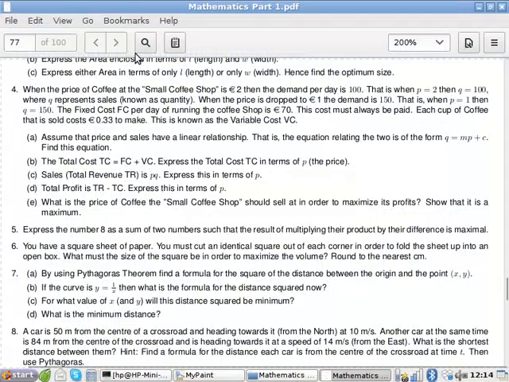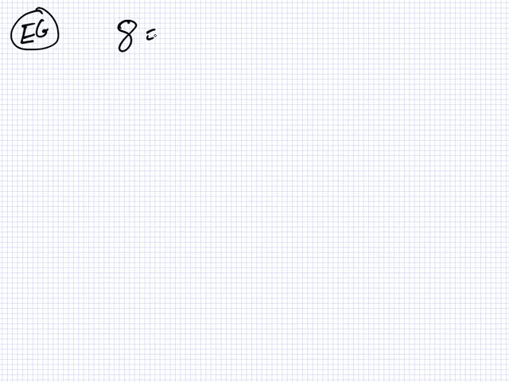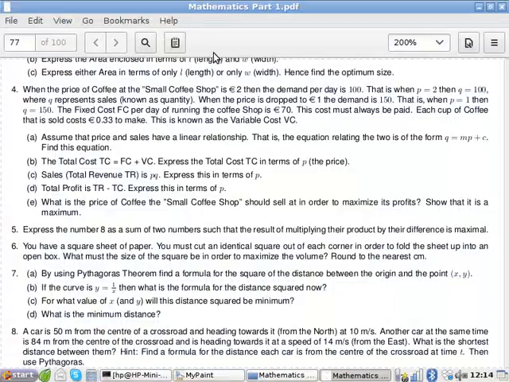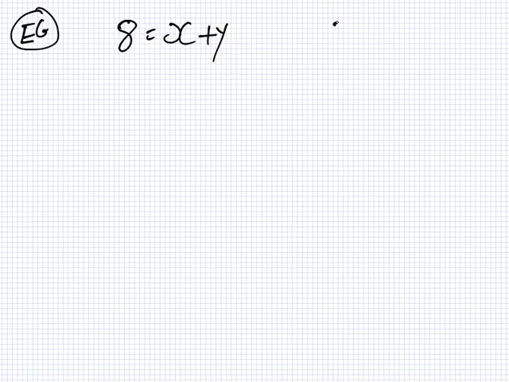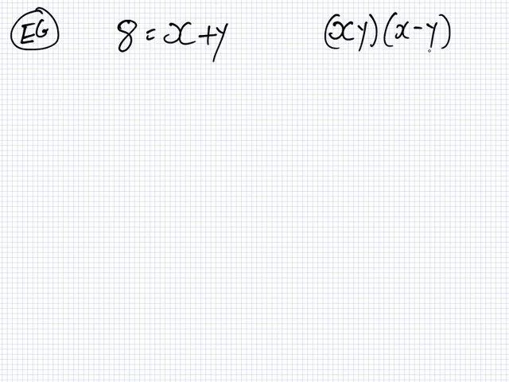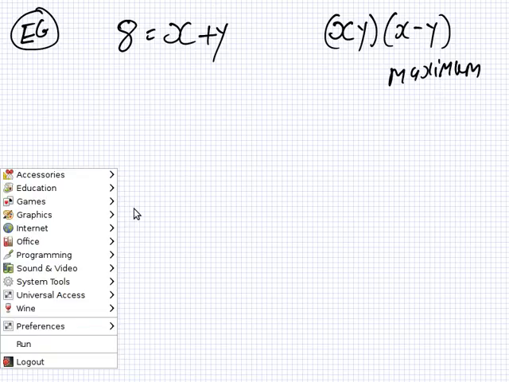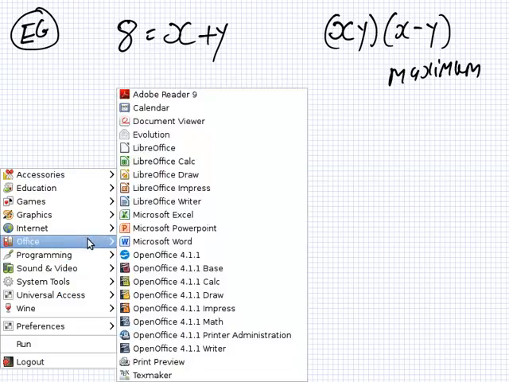Right. Express 8 as the sum of two numbers, so we'll say x plus y, such that the result of multiplying their product by their difference is maximum. So multiplying their product, which is xy, by their difference, x minus y, is maximum. Now, I know that might seem a bit confusing, but I think it might help a little bit if I just show you with some number examples what exactly is going on here.